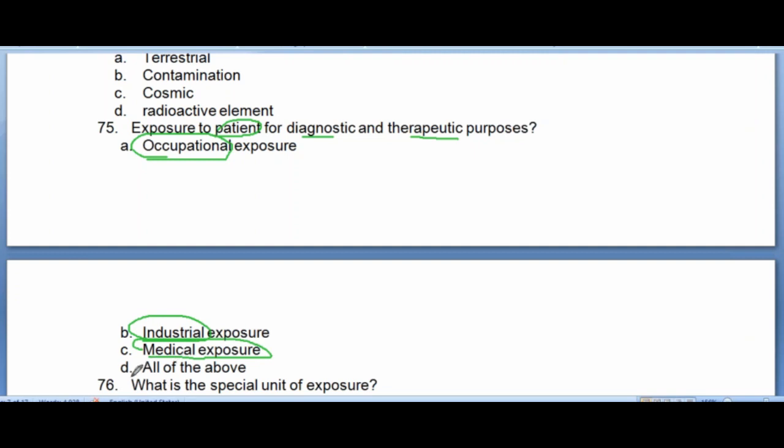Hindi po siya all of the above ha. So, hindi po all of the above dahil hindi siya occupational kasi nga patient nakalagay dito. Hindi din industrial kasi nga patient for diagnostic and therapeutic. So, the answer is letter C. Next.